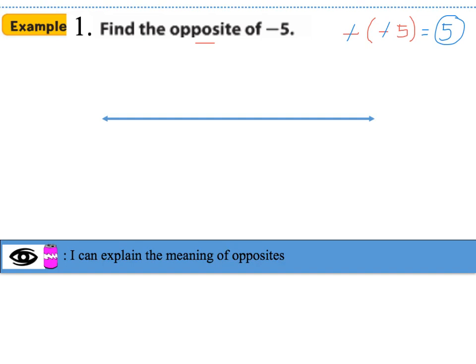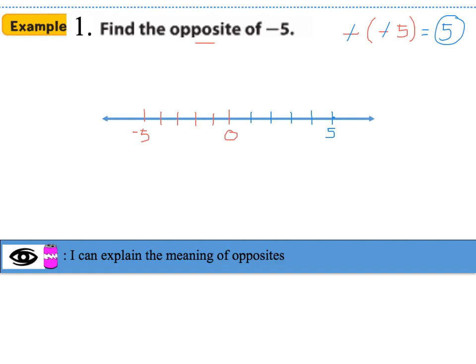So let's look at the same situation using a number line. I'm going to start with 0 in the middle, and I'm going to count to the left negative 5 spaces. So there's negative 1, negative 2, negative 3, negative 4, negative 5. There's negative 5. I'm going to count to the right of 0, positive 1, positive 2, positive 3, positive 4, positive 5, and label that positive 5.